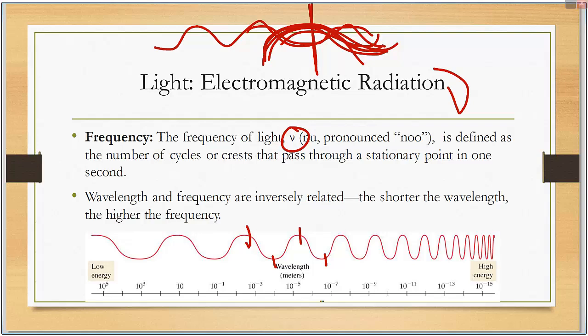Wavelength and frequency are inversely related. The shorter the wavelength, the higher the frequency. So notice as we go from left to right, the wavelengths get smaller, smaller, smaller, yet the energy gets higher and the frequency gets higher.